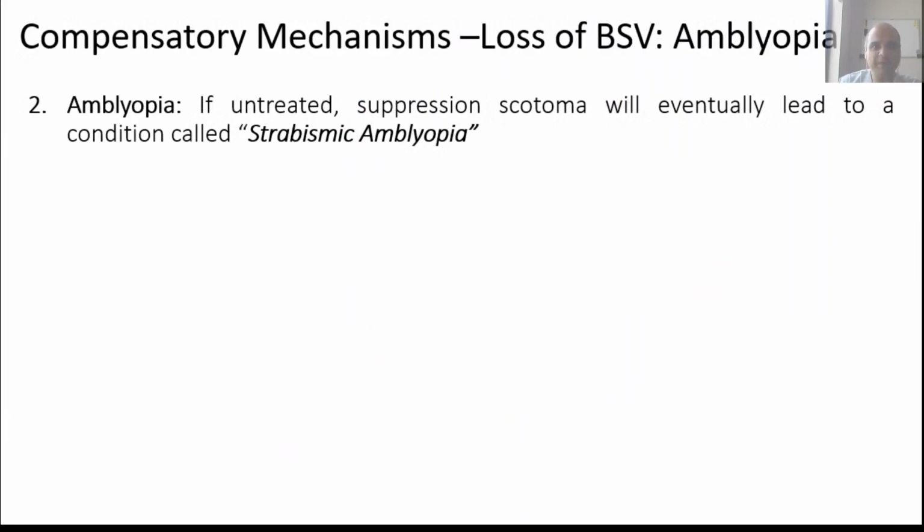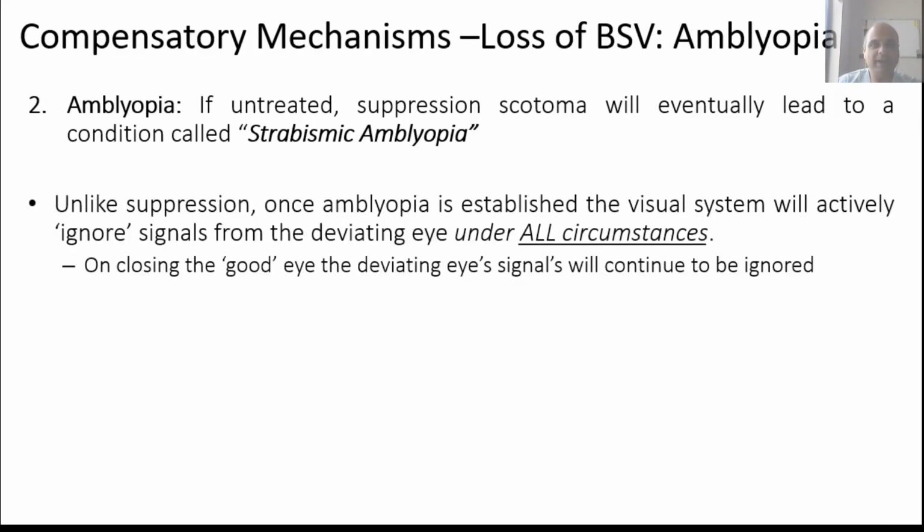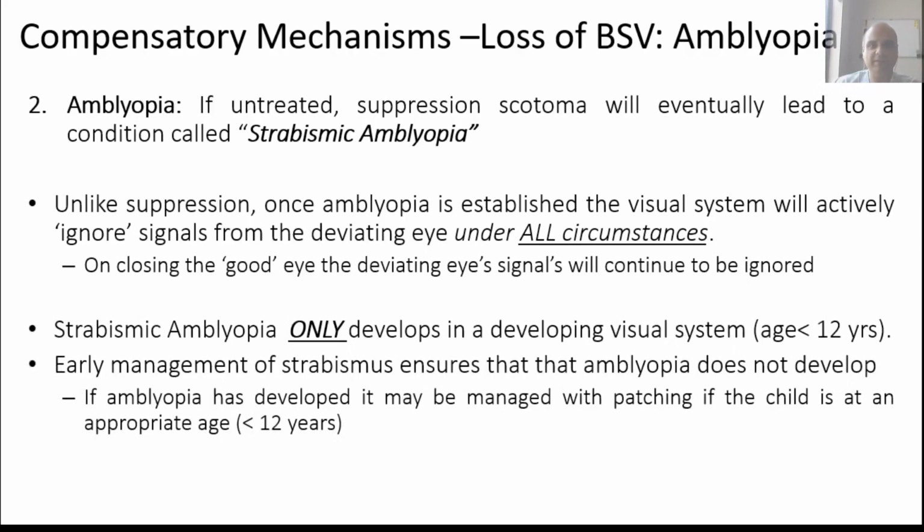Let's talk about amblyopia. Amblyopia is something that would happen only in that specific age group if suppression has been around for quite some time, and that's usually months to years. Unlike suppression, which would disappear when you cover the good eye, amblyopia doesn't go anywhere. Even on covering the good eye, the bad, or deviating, eye would not suddenly start seeing again. The signals from the deviating eye would be ignored under all circumstances, irrespective of whether the other eye is open or closed.